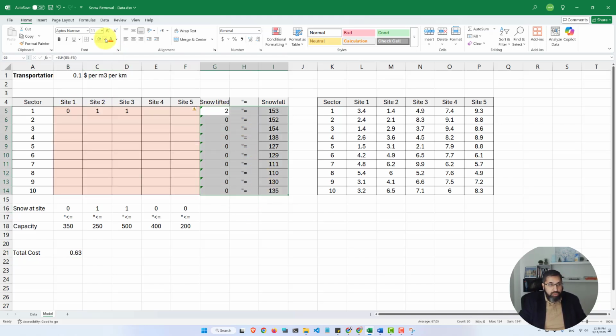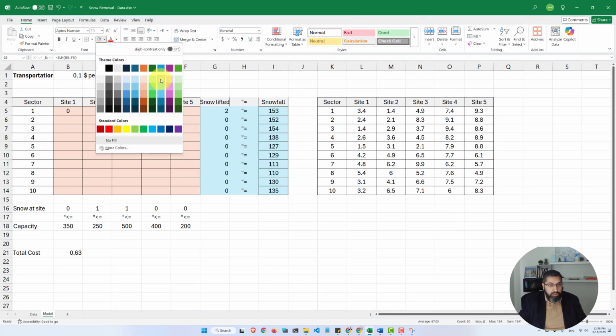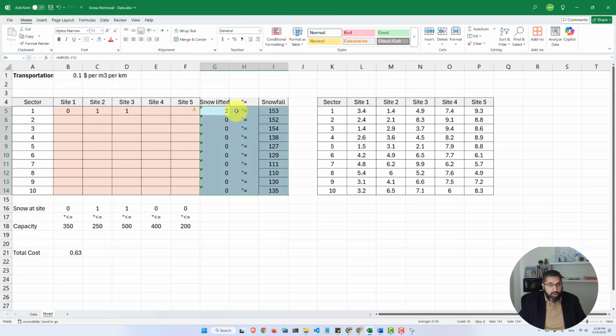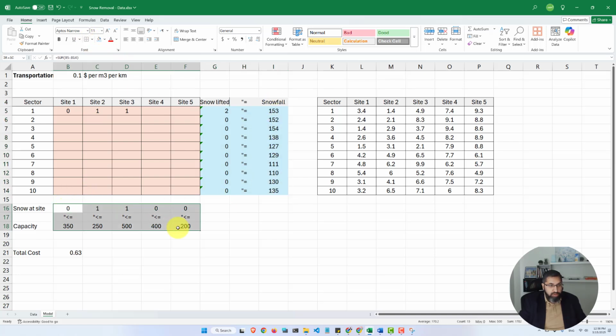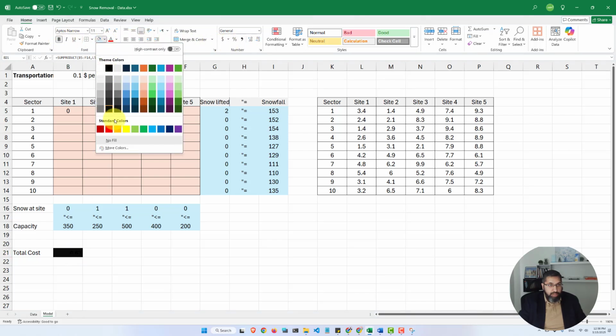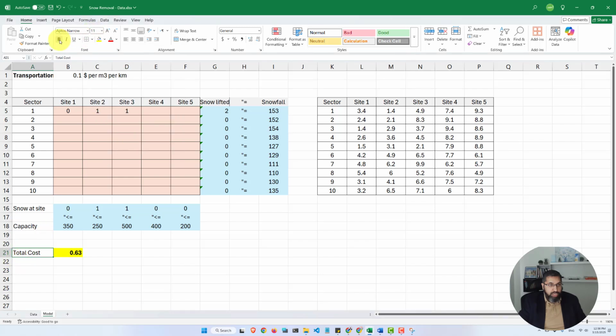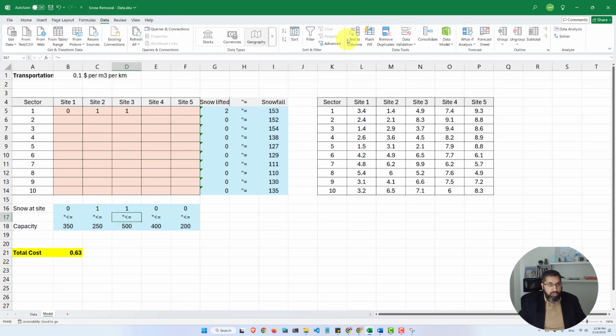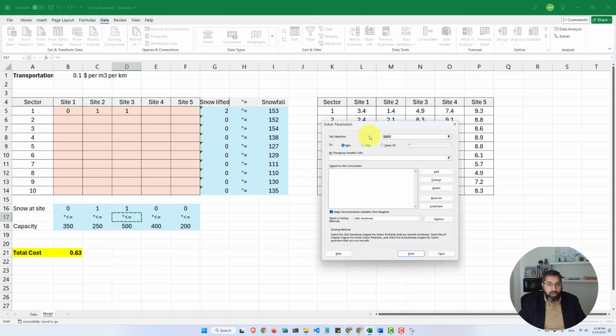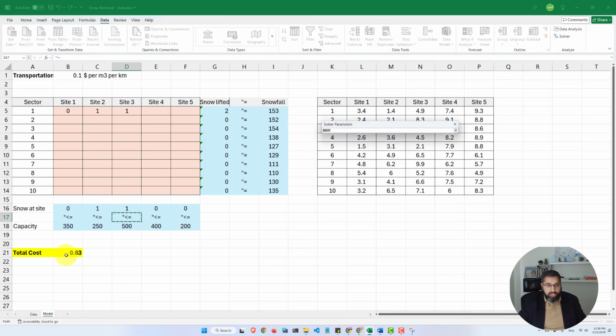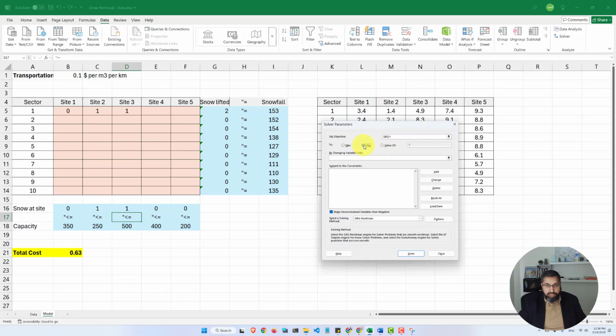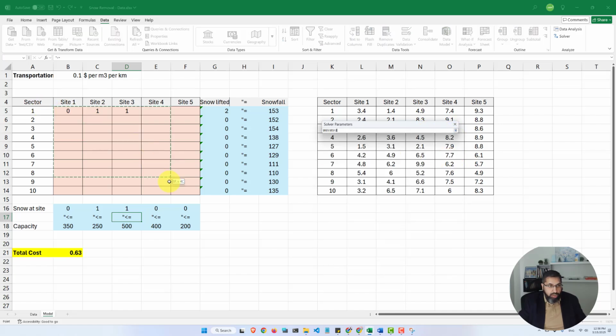Let's color our constraints blue, the color of snow, so that when we are putting them into Solver, we remember to get all the constraints. So orange for decision variables, and blue for constraints. This is going to be my objective value, and I want to minimize this. So you go to Data, Solver, set objective. This is my objective. Please minimize this. Don't maximize it. It's a cost.